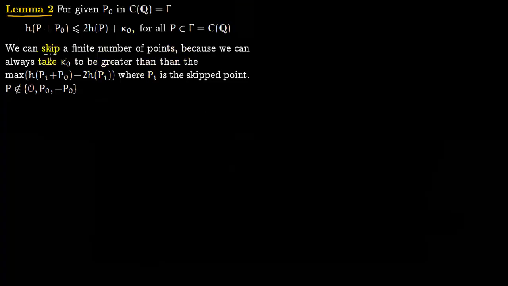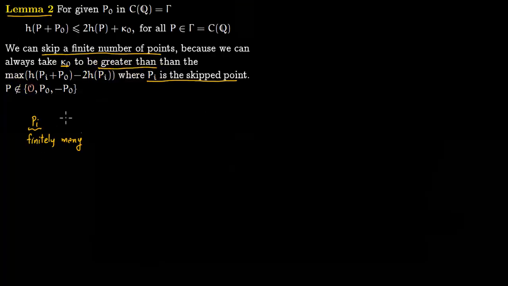So the first remark we want to make is that we can actually skip a finite number of points. This is because you can always take kappa naught to be greater than this difference, the height of P plus P0 minus twice h of P. You are taking this on this side and writing Pi instead of P, where Pi is the skipped point. There are only finitely many of these Pi's. So corresponding to these finitely many points, we will only have finitely many such differences, and you can take kappa naught to be greater than the maximum of these.